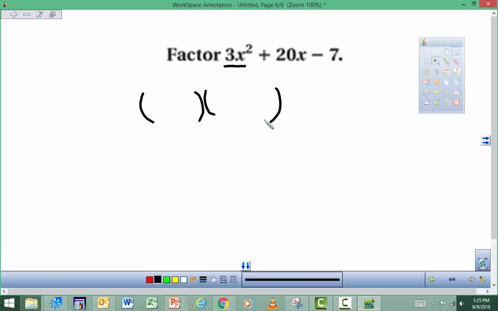Okay, and you guys be seeing that the first and third, this has to be like 3x times x, right? And see, so I'm already halfway done. 3x and x.